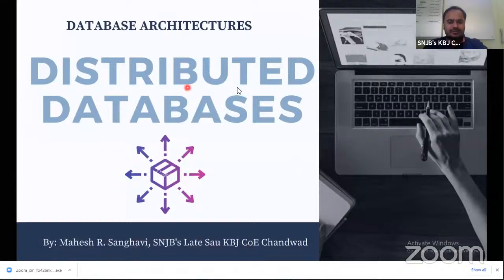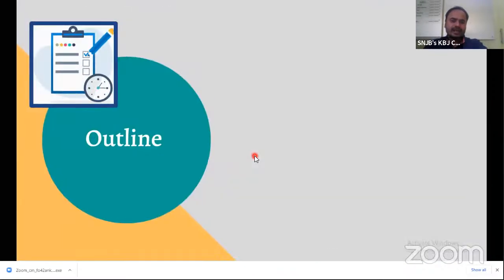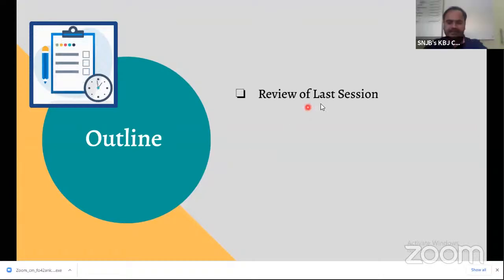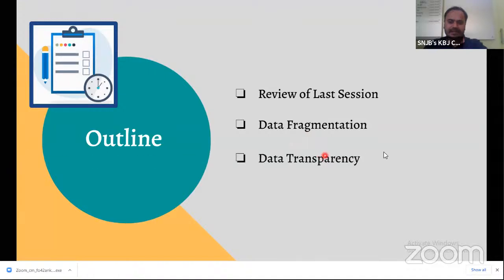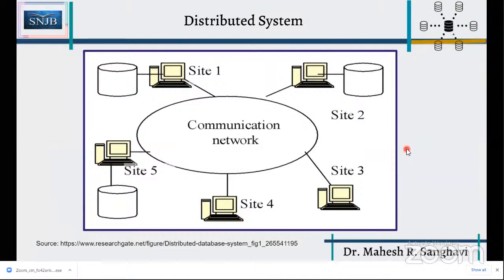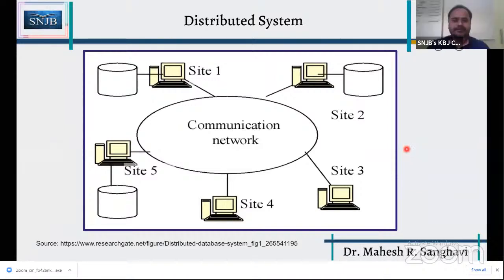If you observe the word distributed databases, I have already discussed the importance of distribution and why the distributed network is so famous nowadays. This is today's outline, where we'll have a discussion on the last session. Then we'll discuss data fragmentation, data transparency, and finally, we'll end up with data security.